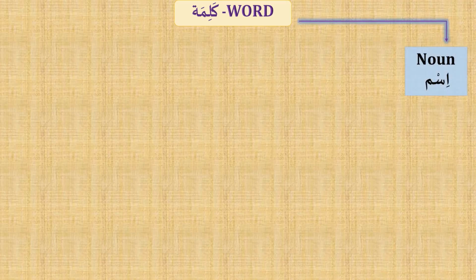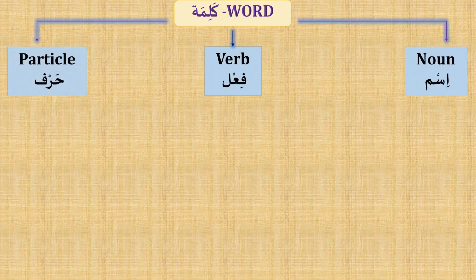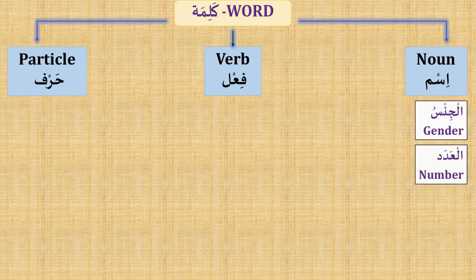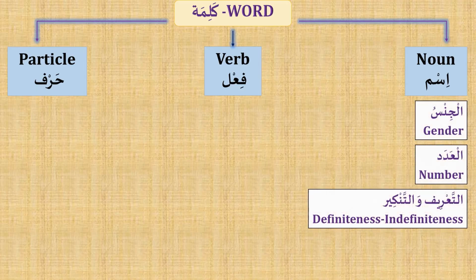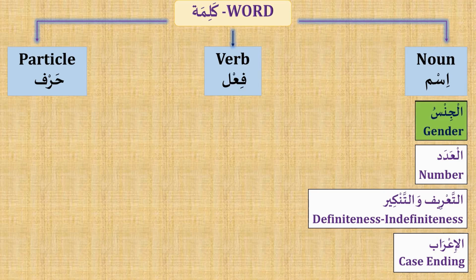In our previous lessons we learned that the word كلمة is three types: noun اسم, verb فعل, and particle حرف. We also learned that noun has four qualities: الجنس gender, العدد number, التعريف والتنكير definiteness or indefiniteness, and الإعراب case ending. In today's lesson we are going to learn الجنس gender in details inshallah.